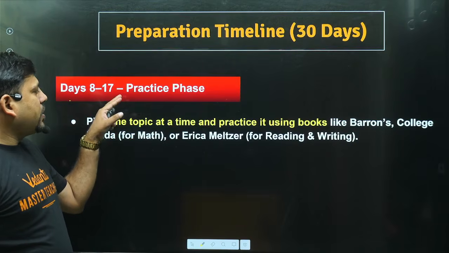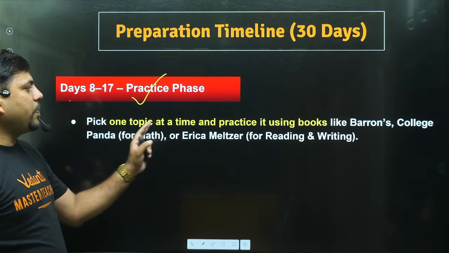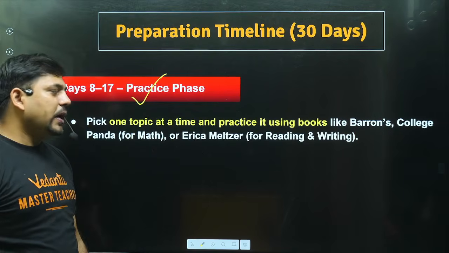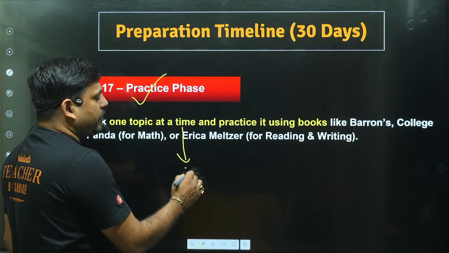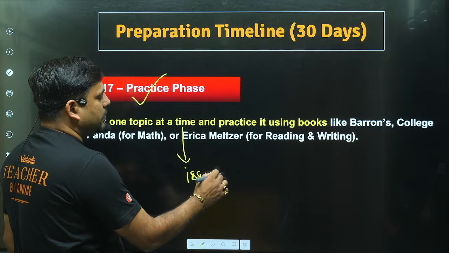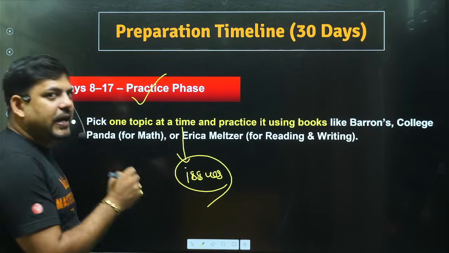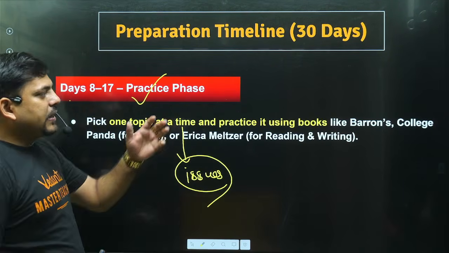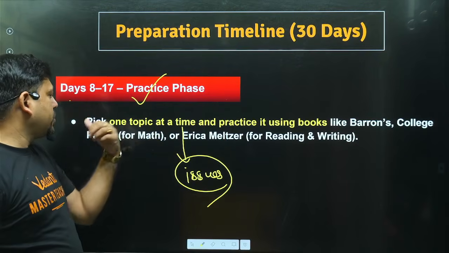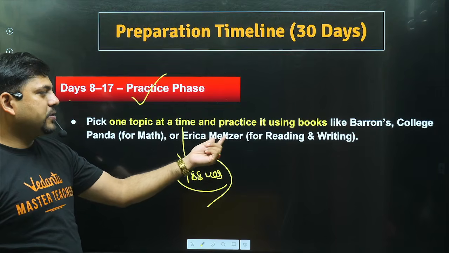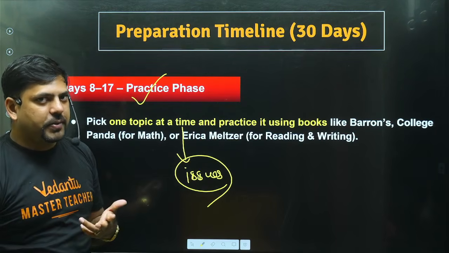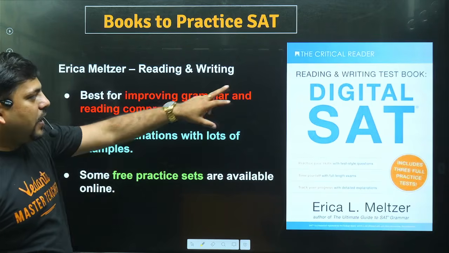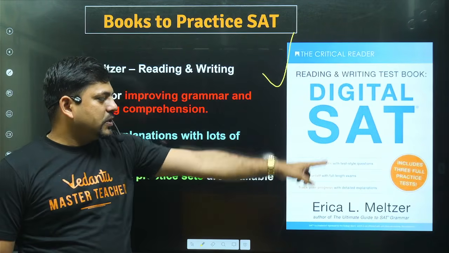Thereafter, the third week is the practice phase. Pick one topic at a time and practice it using books. And these topics should be those where you are having some issues, like when you are solving previous year questions and you are not able to solve certain types of questions, that you have to practice here. Okay, there are good books like Barron's and College Panda for maths, and then Erica Meltzer for reading and writing. These books are standard books for SAT preparation. Okay, and I have just given the photo also, like Digital SAT, Erica L.